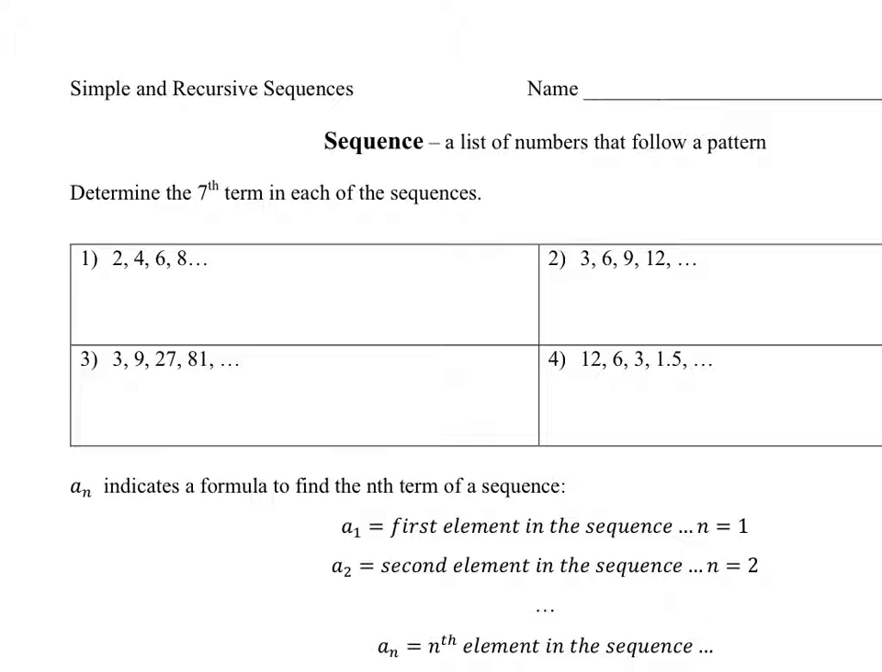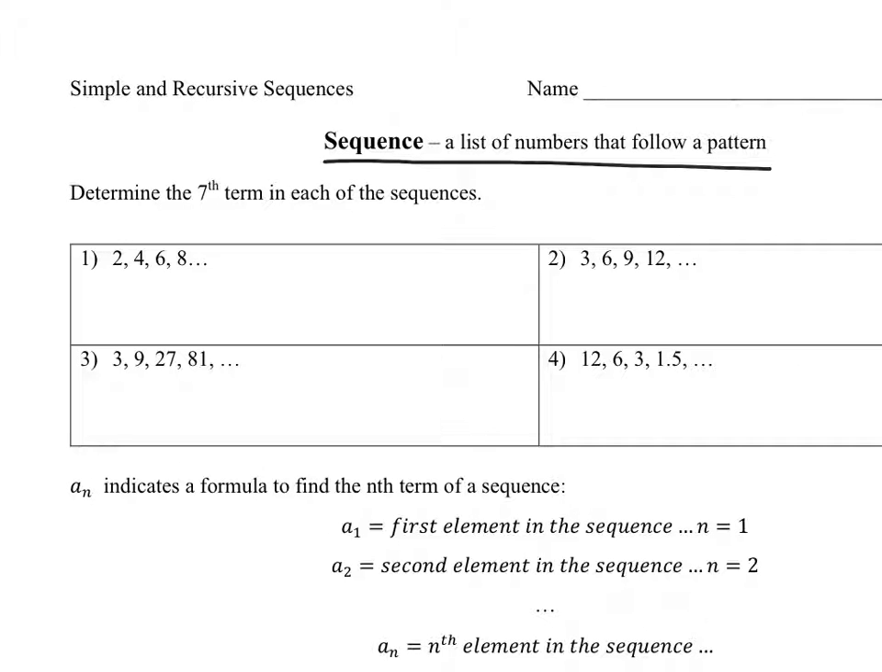All right, welcome to the beginning of the end. Last unit, sequences and series. So the first one that we need to go through is sequences. A sequence is a list of numbers that follow a pattern. Pretty straightforward. So for example, here are 4 sequences right here.